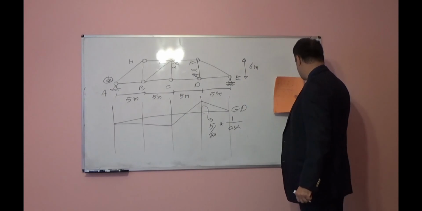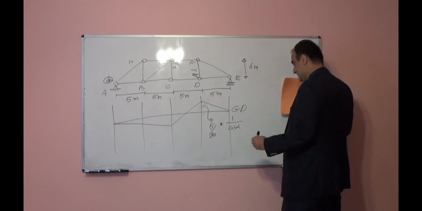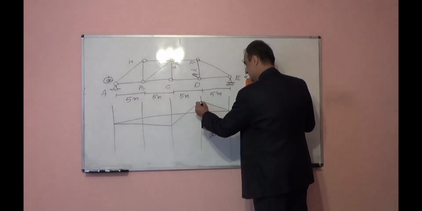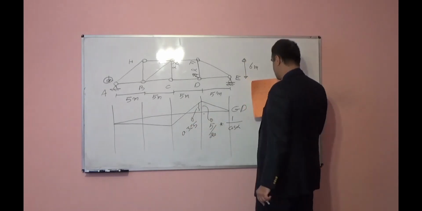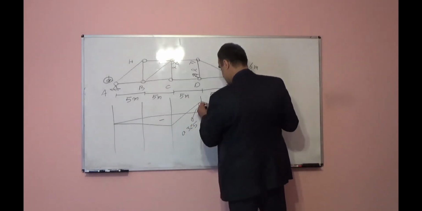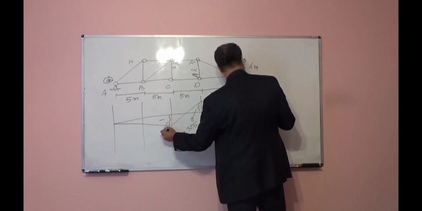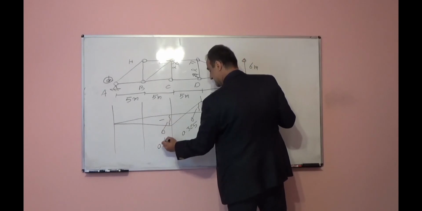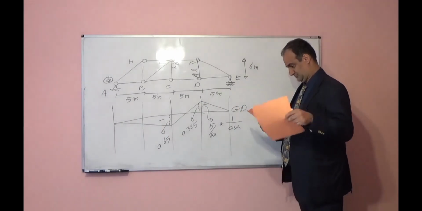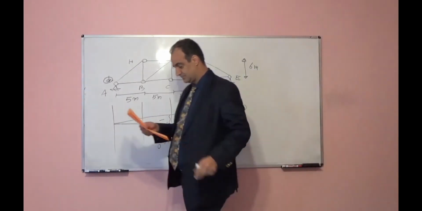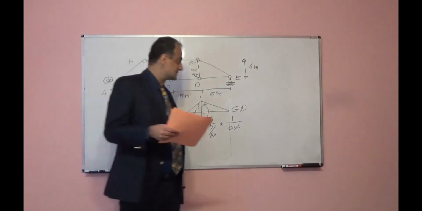So if you calculate that, you will get this height. It is equal to 0.325. From similar triangles, you can find this one will be 0.65. Okay, let's look at the next example.